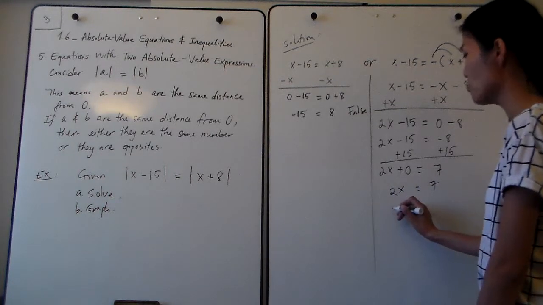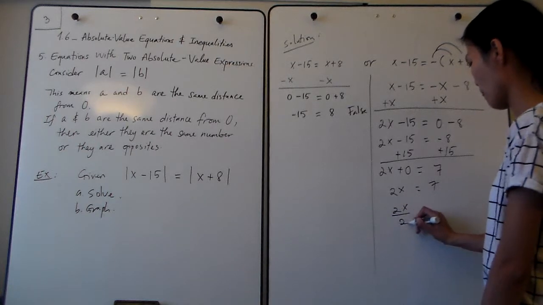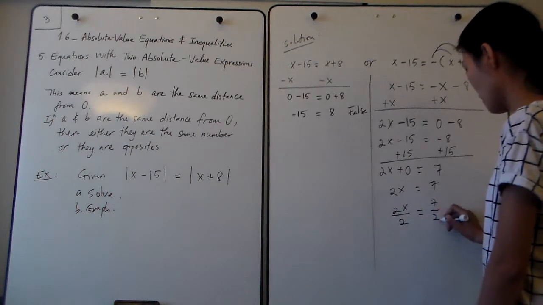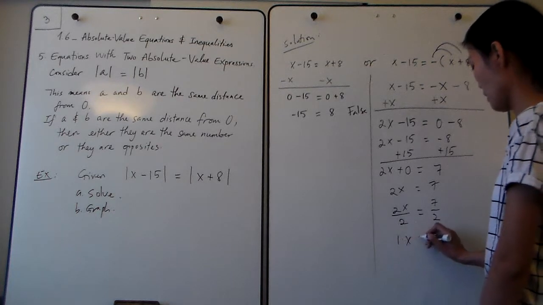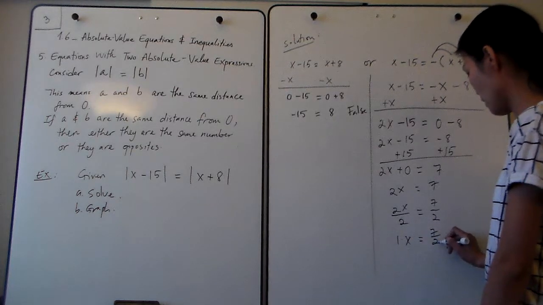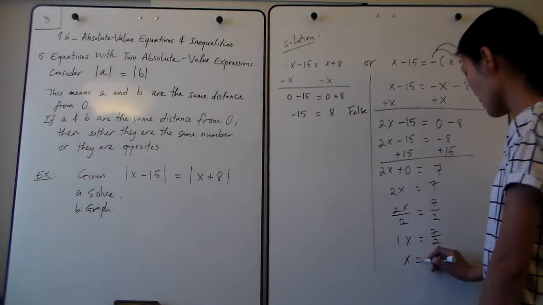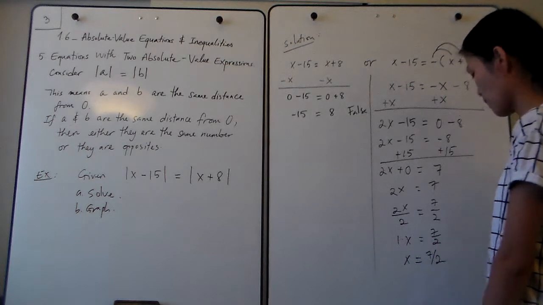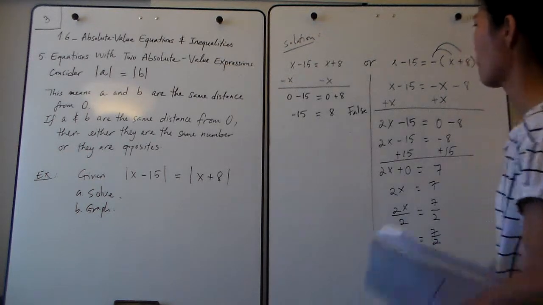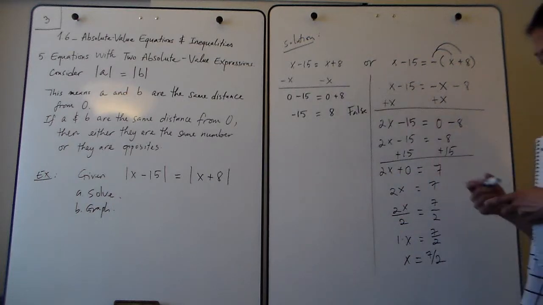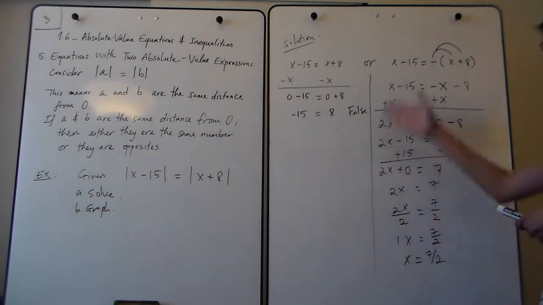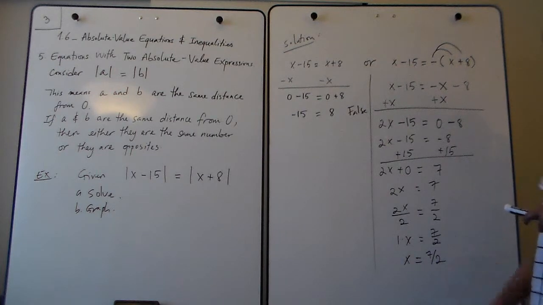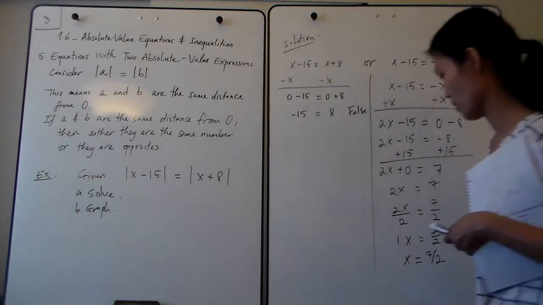Divide both sides by 2 to solve for x. 2 divided by 2 is 1. 1 times x is x. So x equals the result over 2. So it turns out there's no solution on this left equation. There is one solution on this right equation. Thus, there's only one solution for this equation.